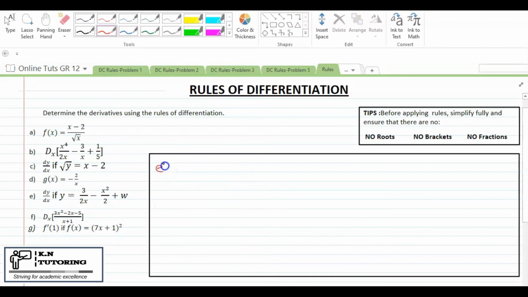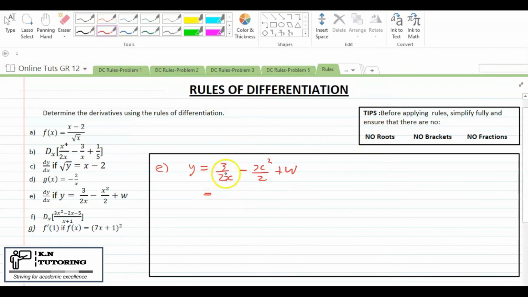Now E, it says y is equal to 3 divided by 2x minus x squared over 2 plus w. Same process, same procedure. Make sure you simplify. You don't have roots, you don't have brackets, you don't have fractions. So that is what I'm going to do.